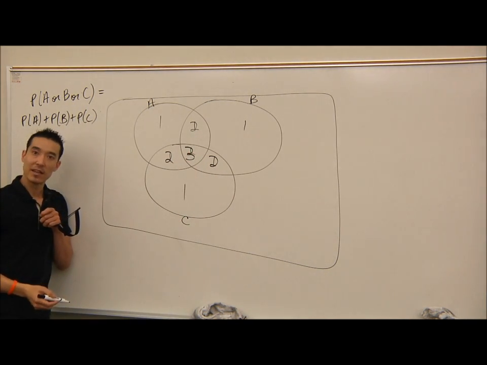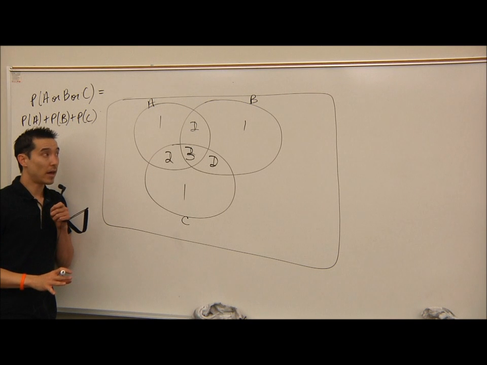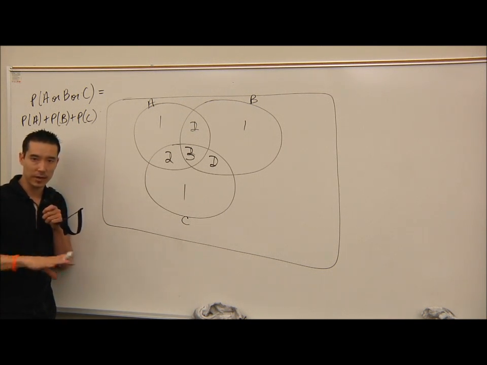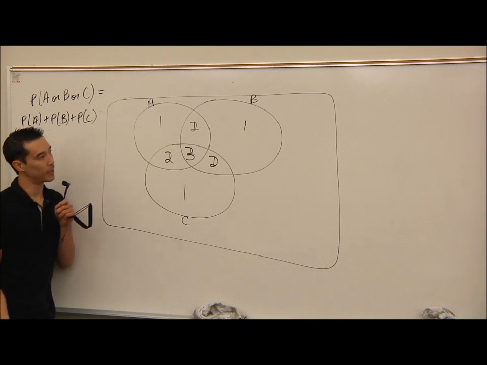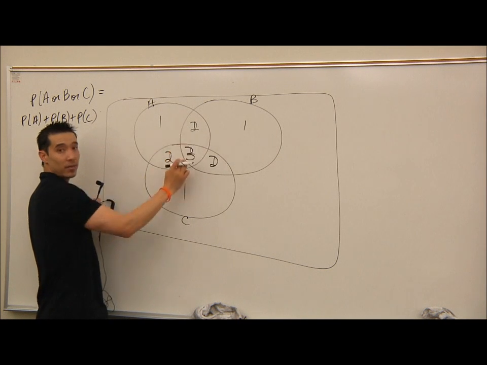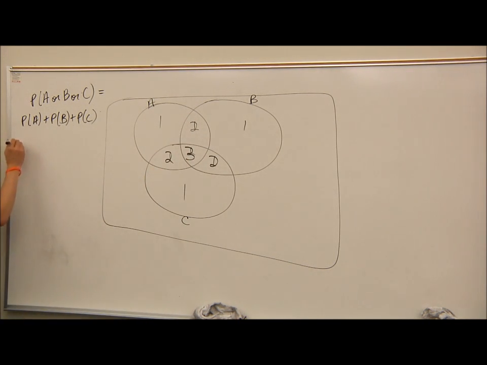Okay? Now, if everybody's okay with that, I need to start subtracting some stuff because I want a 1 in every spot. I just want everything shaded 1 time. Okay? So let's start subtracting. I'm going to subtract the A and B area. So let's subtract the probability of A and B.